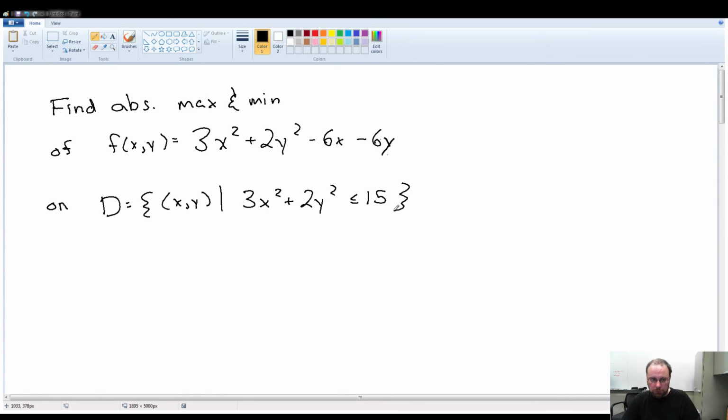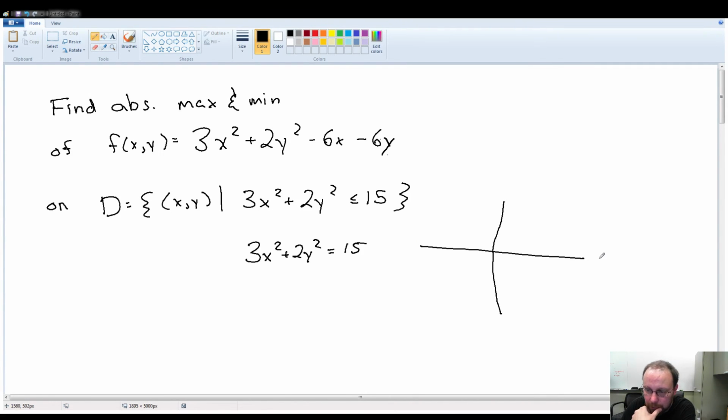Okay. Right, so notice it's an inequality. It's not a strict equality. If we just had that we're looking at our function on this thing, that would be an actual ellipse. It's a curve. So then we can go straight to Lagrange. But we're also considering the interior of the ellipse. If you want to, I'll try my best to draw this here.